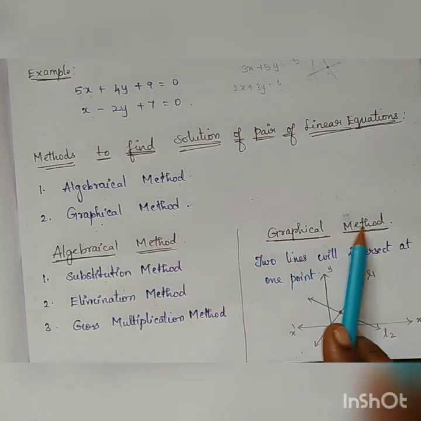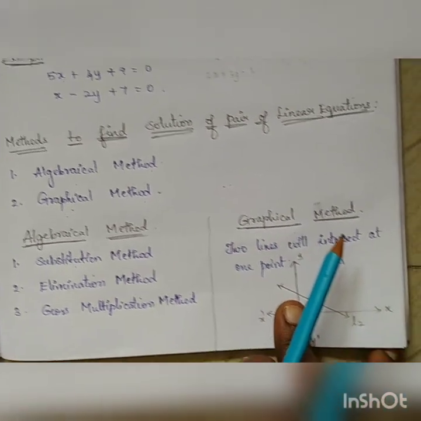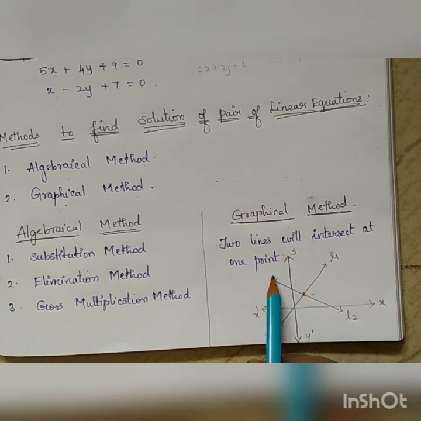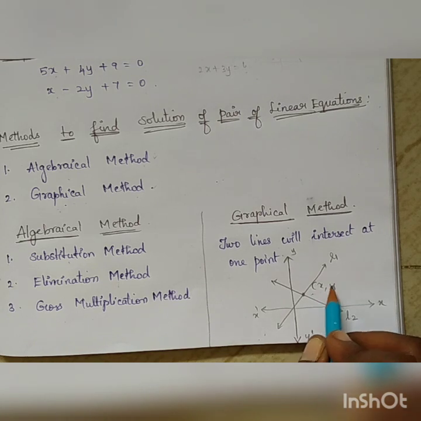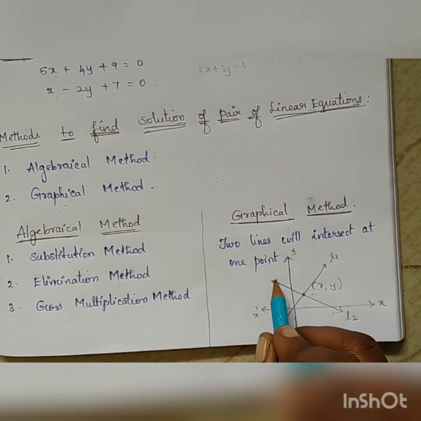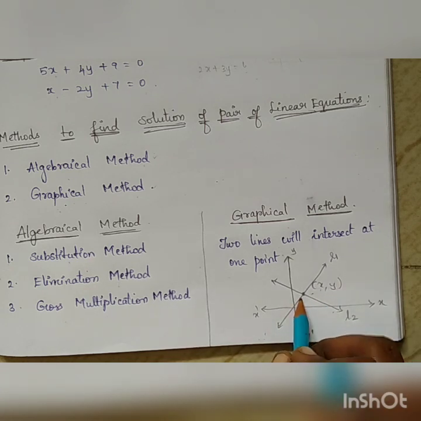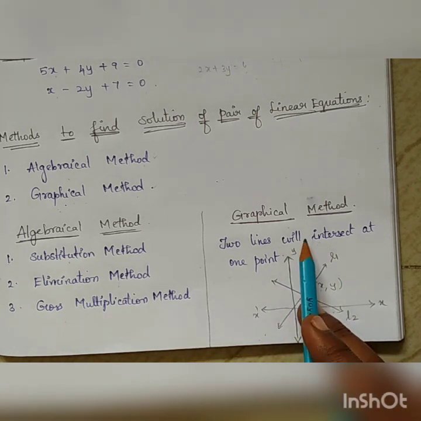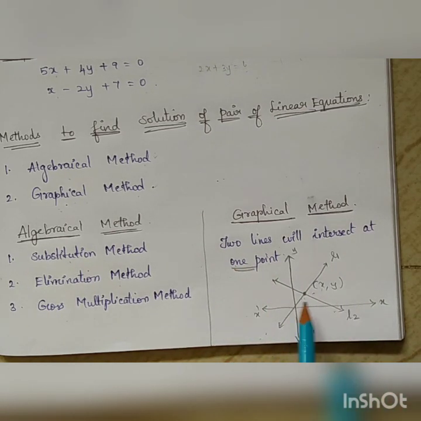Then the next one is the graphical method. The graphical method is what we learned last year. See here, suppose two equations are given, I will get two lines. One line is this one, the second line is this one. If these two lines intersect at one point, at this point I will have some x and some y. This x and y is common to line 1 and line 2. Therefore, this x and y will be the solution of this given pair of linear equations. In this case, two lines intersect at one point. If it is intersecting at one point, then I have one solution for these two given equations.